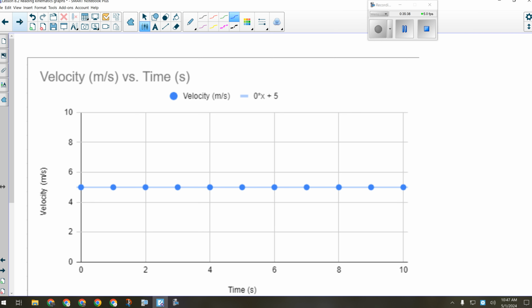All right, I've got a velocity versus time graph. What's this object doing? Moving at a constant velocity of 5 meters per second in a forward direction. I see that there's no negatives on this graph, so I'm going to assume it's forward. What's the acceleration of this object? 0. If you're traveling at a constant velocity, are you accelerating? Also, where can I find that number?